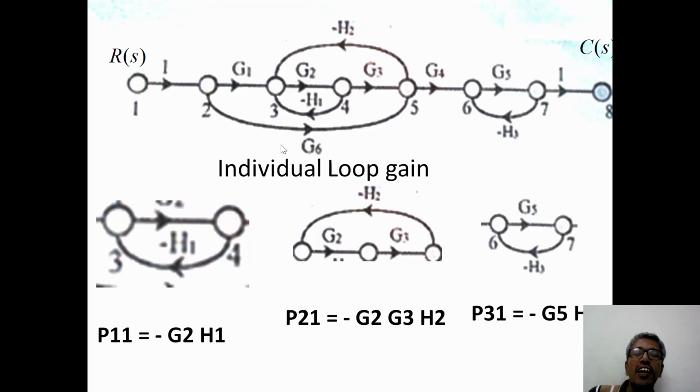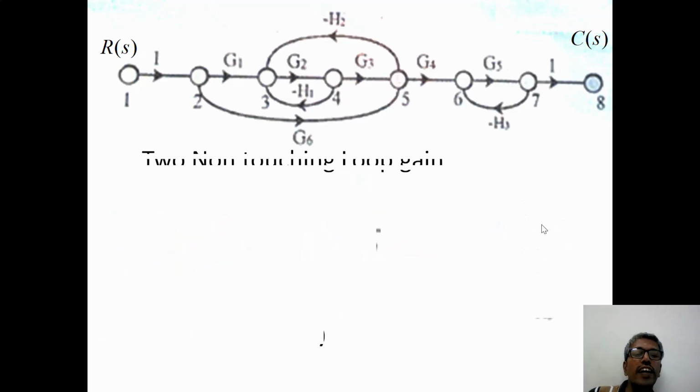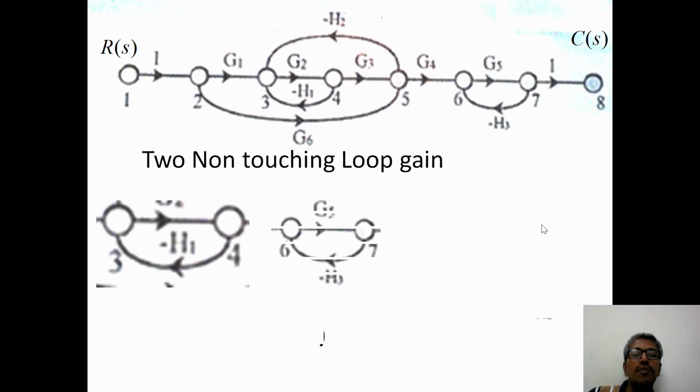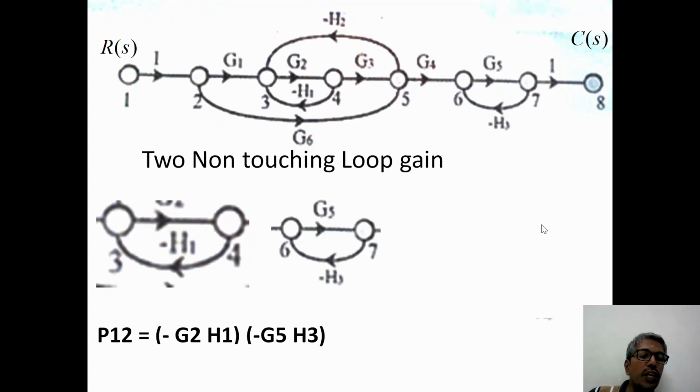Now we have to find which loops are non-touching. In this case, loop 1 and loop 3 are non-touching. Again, the second loop and third loop are also non-touching. So we have two pairs of non-touching loops. You have to find the gains of the two non-touching loops. So the first pair will be P12.